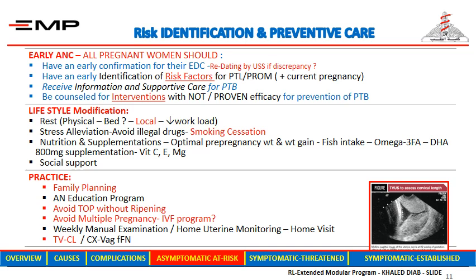As stated in the previous slide, all women, preconceptional or during early antenatal visits, should be evaluated for risk factors for preterm birth. Those at risk should be supplied with information and supportive care and should be counseled for interventions to prevent or minimize the risk of preterm birth. Needless to say, once pregnant, all women should have an early confirmation of their expected date of confinement to help in further management.